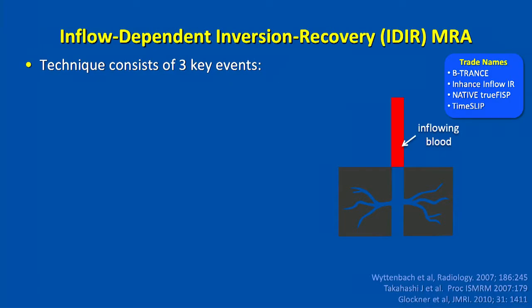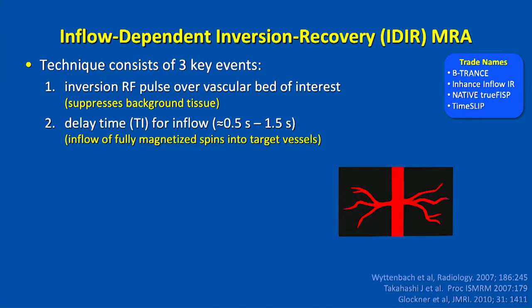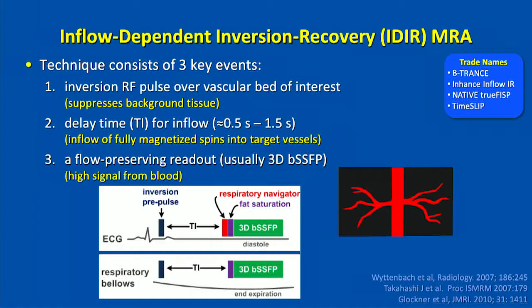Another approach is inflow-dependent inversion recovery magnetic resonance angiography, a technique that consists of three main events. The first is an inversion pulse, which is applied over the arterial bed of interest. This is the area that we want to image, and this serves to suppress background tissue. Second, we allow a delay time for fresh blood to flow into the target anatomy. And finally, we apply a flow-preserving readout, typically 3D balanced steady-state free precession imaging, which provides a high signal from blood.